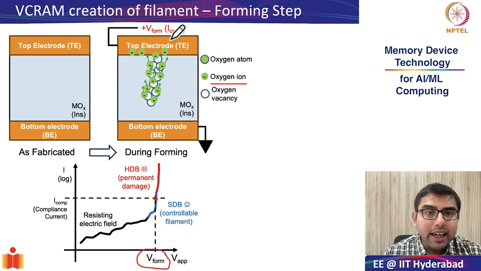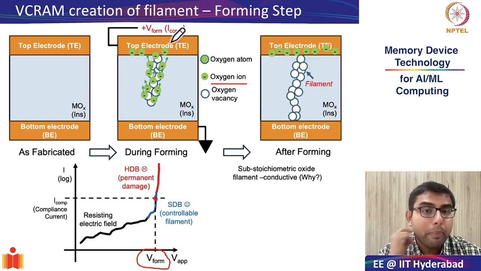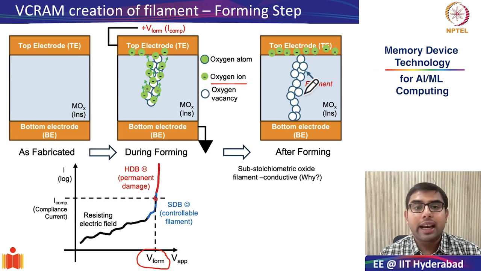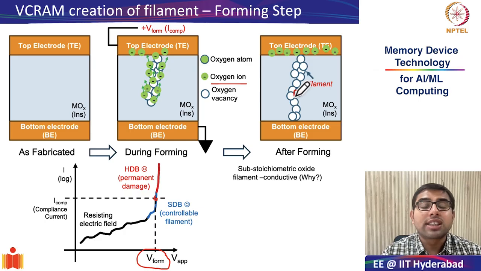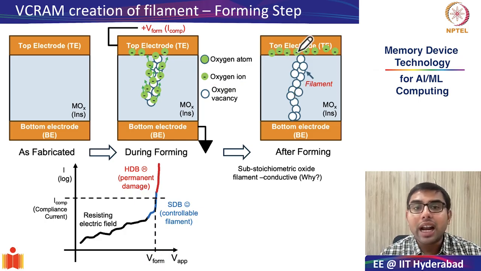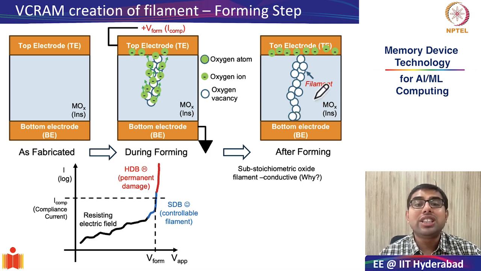Okay, and finally, the state that we see after the forming step has been done is, these oxygen ions leave back these oxygen vacancies or substoichiometric oxide, whereas the oxygen ions go and deposit themselves on the top electrode. And this is the configuration which creates a substoichiometric oxide based filament which is conductive.